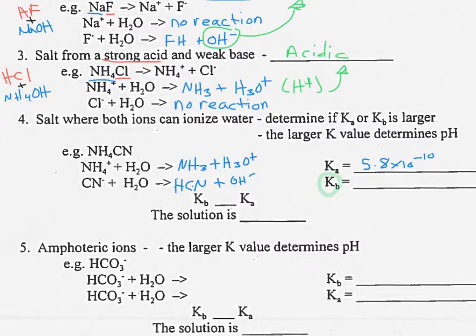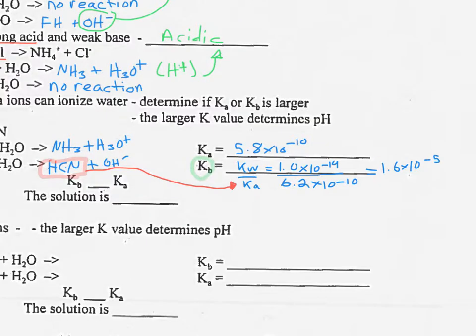So the Kb is really for the CN⁻. To do that, we're going to have to look up the Ka of HCN and then calculate it using Kw. So if we take Kw and we divide it by Ka for the conjugate acid of the CN⁻, so Ka of HCN, we get the Kb for CN⁻ is 1.6 times 10 to the negative 5.